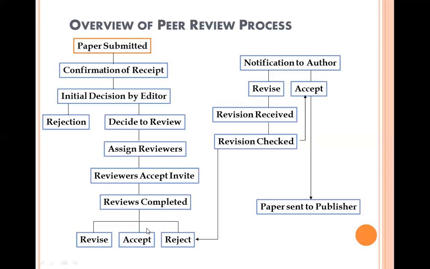If it's accepted, they'll send it to publishing, and the paper will be published. If they decide to reject your paper, they'll give the reason and reject it. If they ask you to revise the paper, you revise it and send it to them once again. They will receive the paper, check the revised paper, and say okay, and then the paper will be published. So that's the overall view of the peer review process.